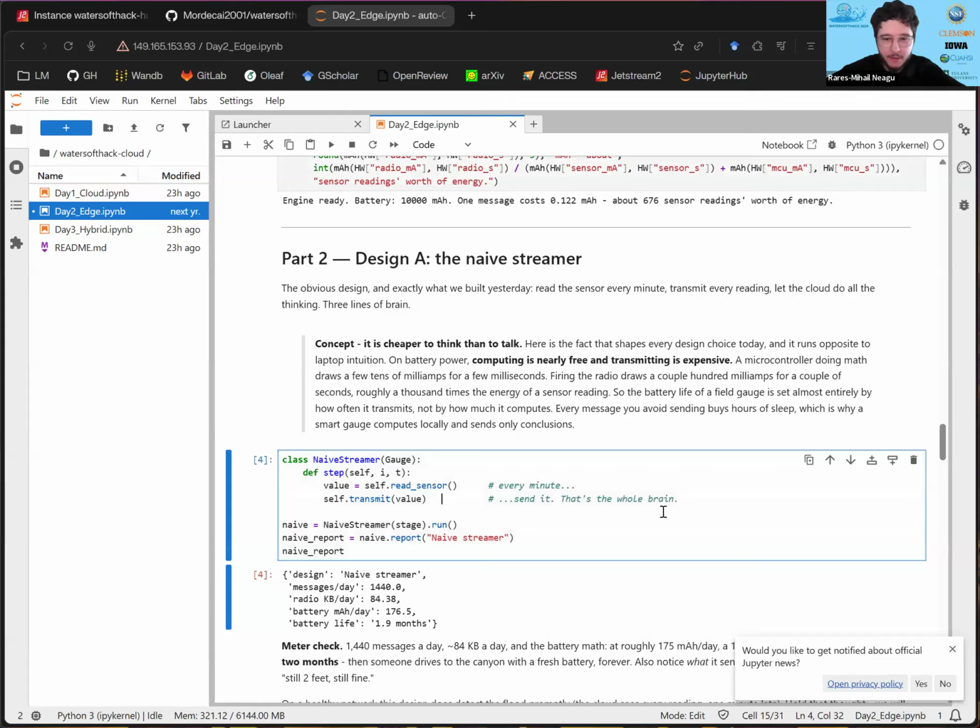So this is basically the whole brain of this streamer. It reads the value, tries to send it to the cloud. Yeah.